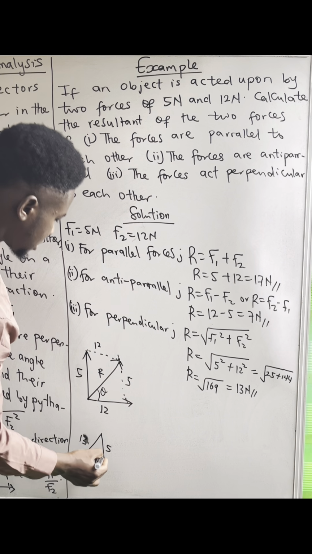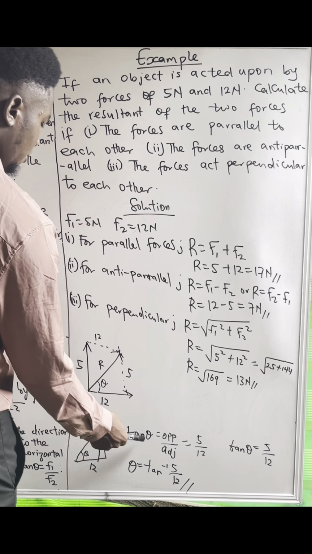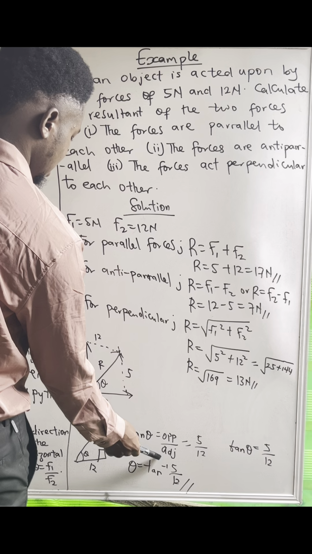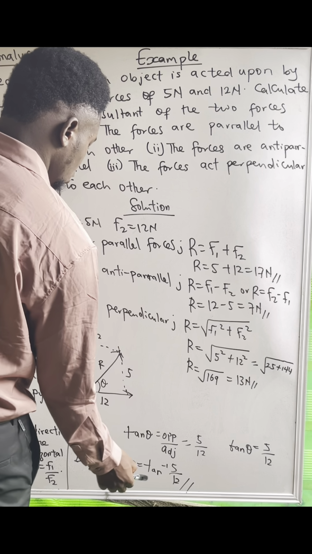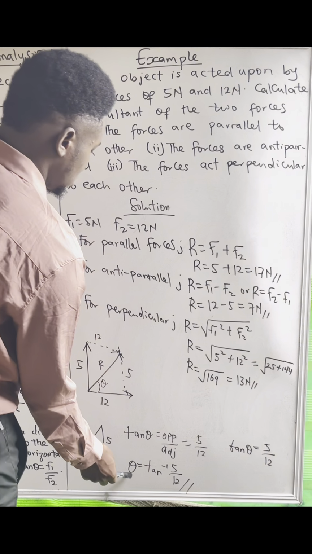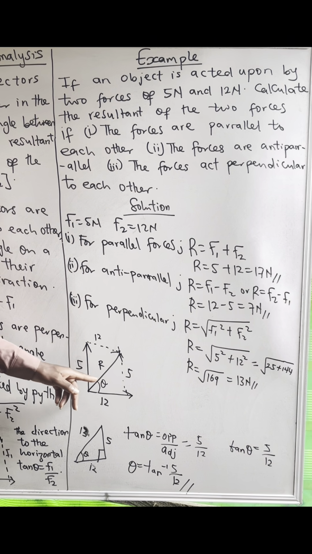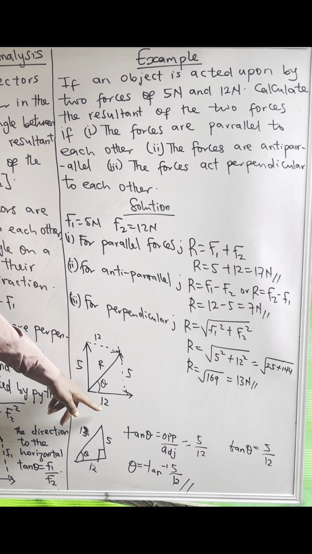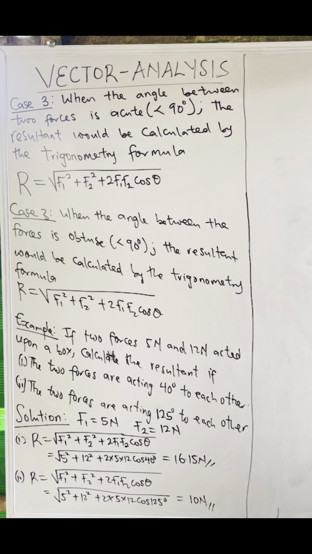If I want to get the angle theta, I will say that tan theta is equal to opposite over adjacent. This is my opposite, this is my adjacent, 5/12. So therefore, tan theta is equal to 5/12. Theta is equal to tan inverse 5/12. The value for this theta will be the direction of the resultant that it makes with this horizontal.